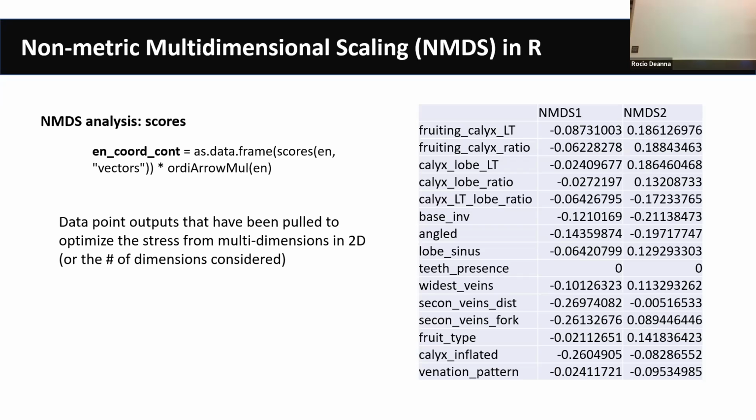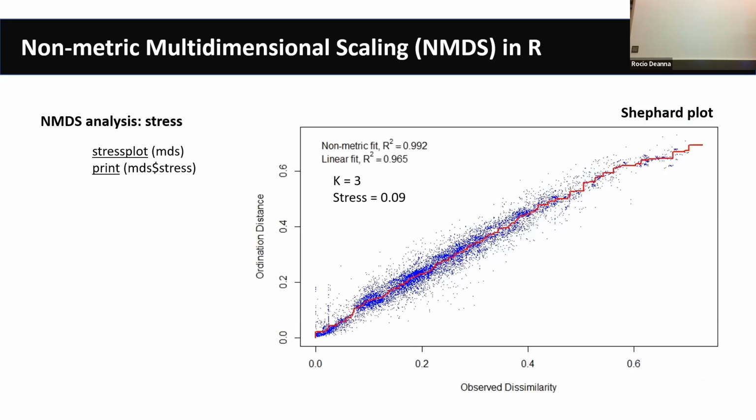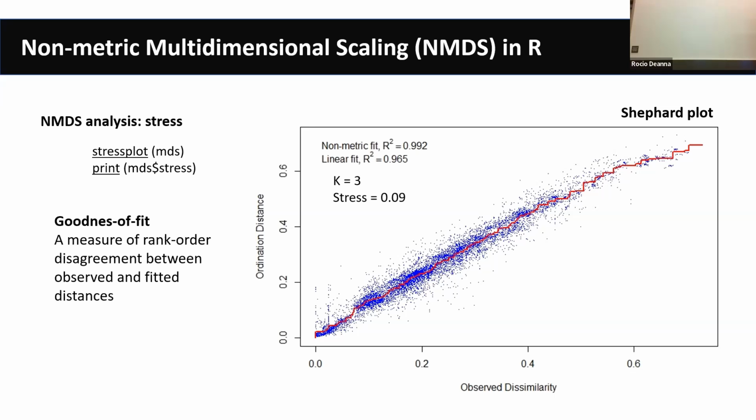So this is mostly the data point outputs that are placed to optimize the stress in multidimensional scaling, the multiple dimensions reduced to 2 dimensions. So we can also do this graphic of stress. And in this way, we can express it as ordination distance versus the dissimilarity observed. And this is called the Shepard plot.